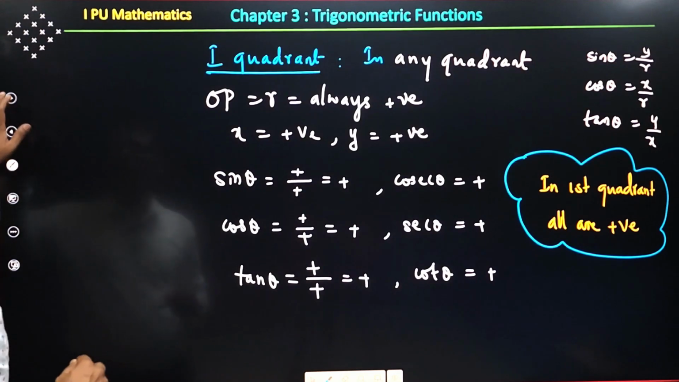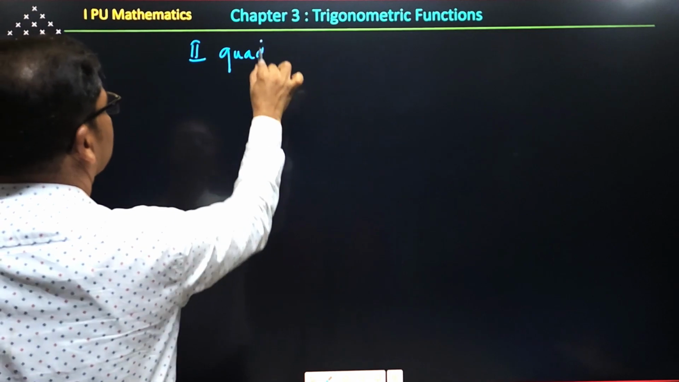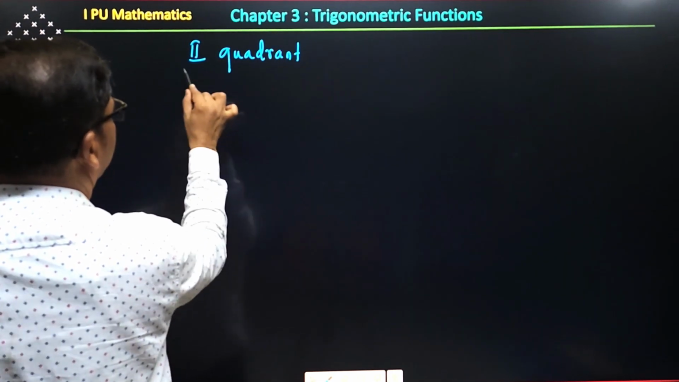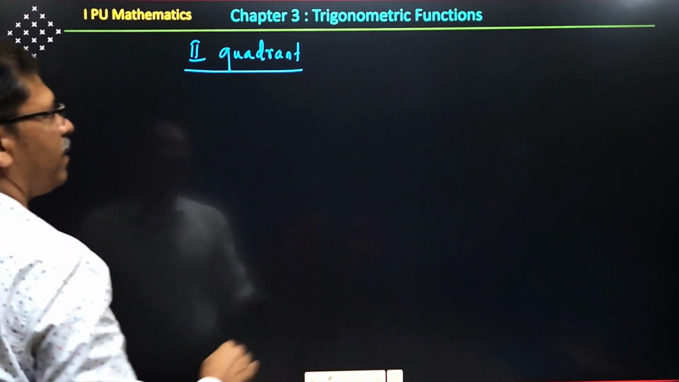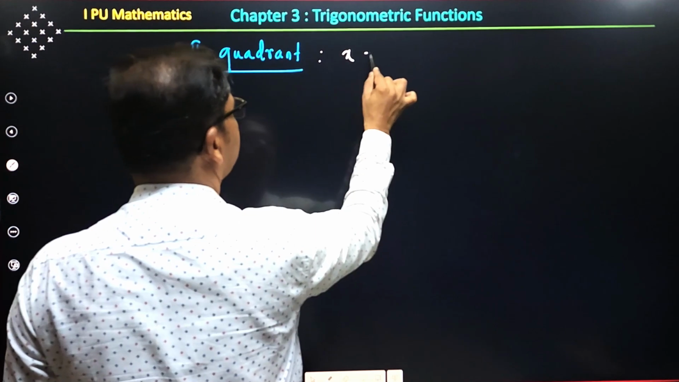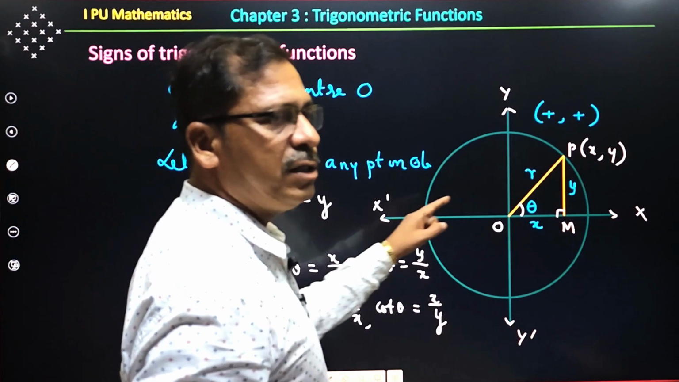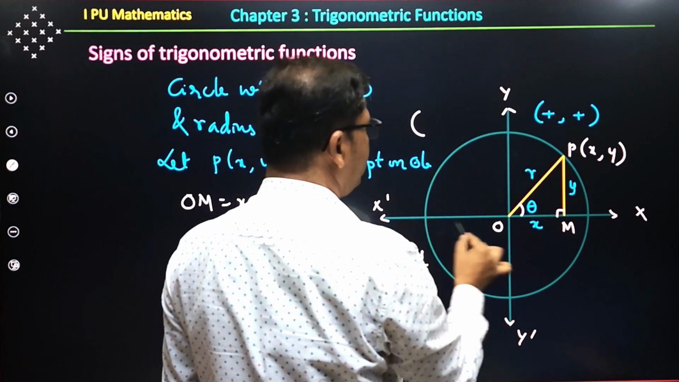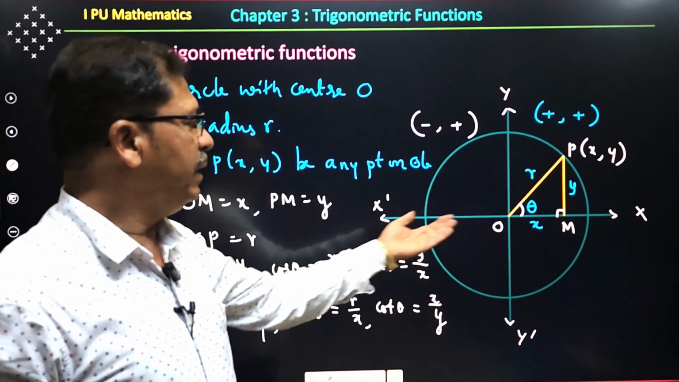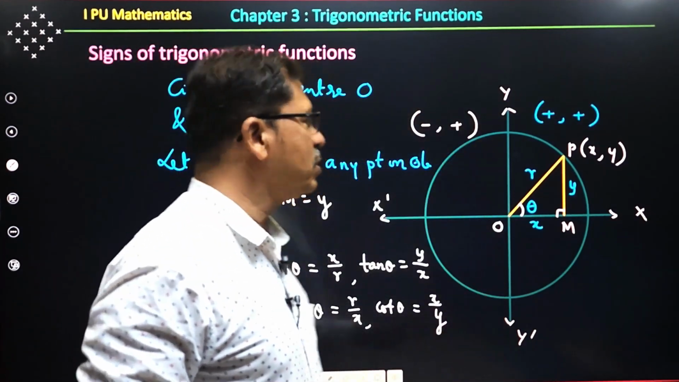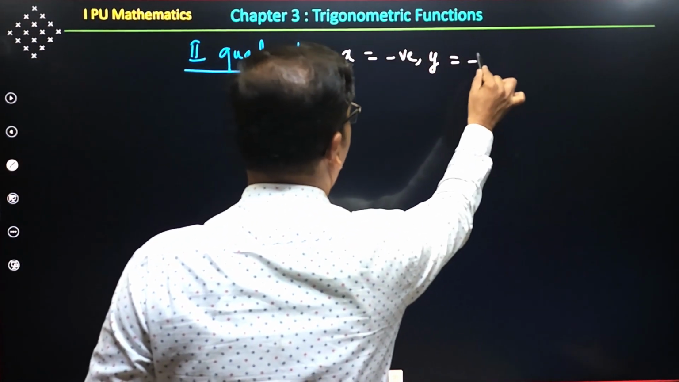Now let us move to the second quadrant. See what happens in case of the second quadrant. X and y signs, the signs only you have to worry. Please concentrate here. In the second quadrant, x is negative, y is positive.